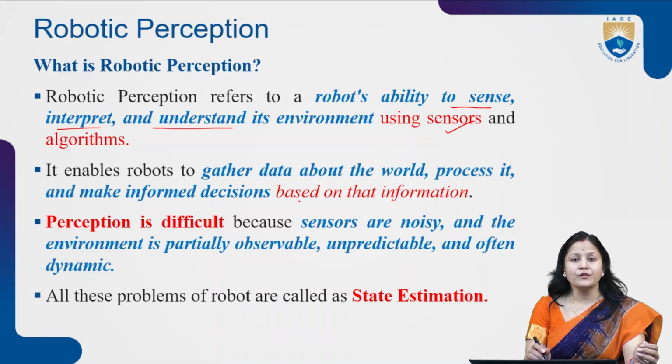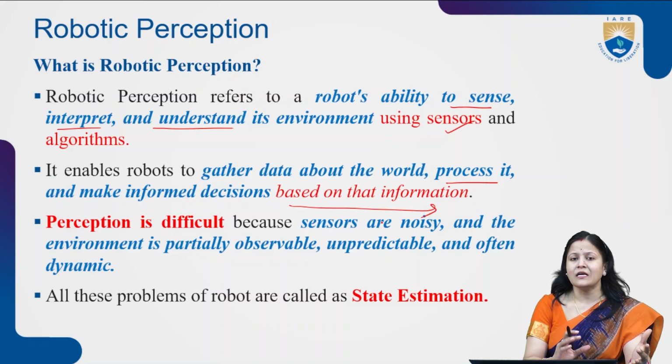It enables the robot to gather information or data about the world, then it processes it and makes informed decisions based on that information. So after receiving, it processes or reasons, tries to understand what action needs to be taken by the agent. Based on that, it takes the action.